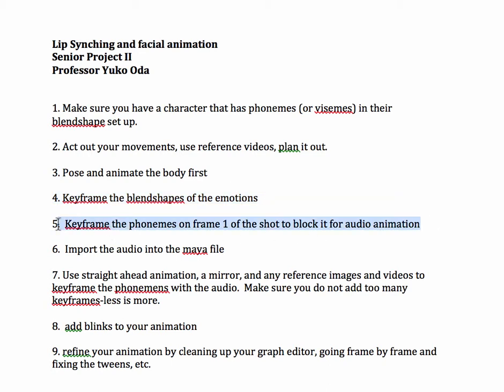Number five, keyframe the phonemes on frame one of the shot to block it for audio animation. So the phonemes are going to be animated separately from the rest of the blend shapes. Okay, and we're going to keyframe all of them at frame one or whenever it starts to speak so that we can block it out for the rest of the animation.